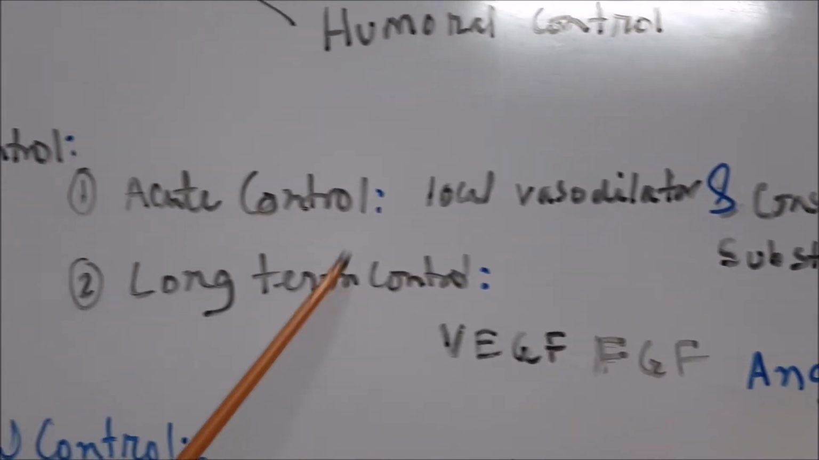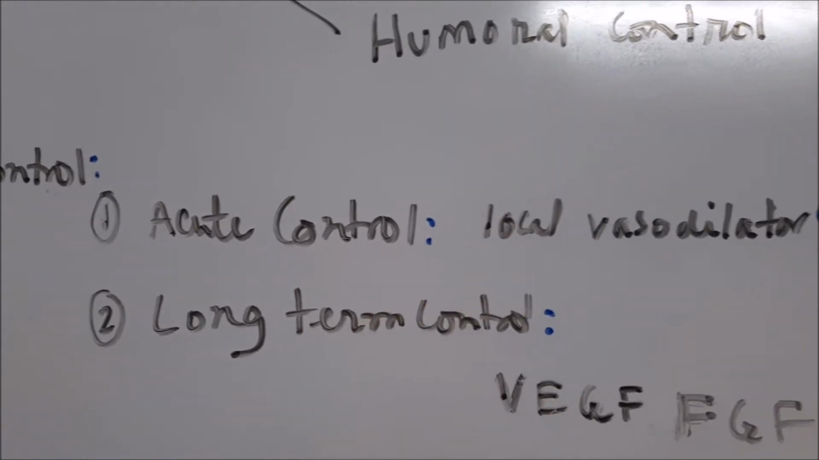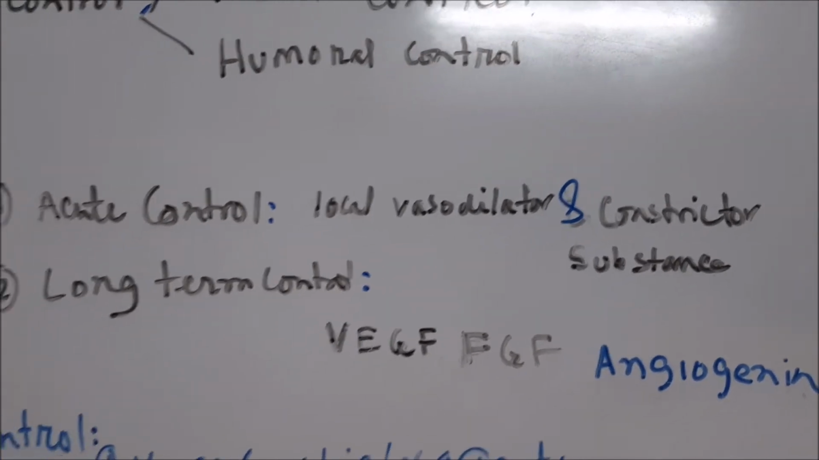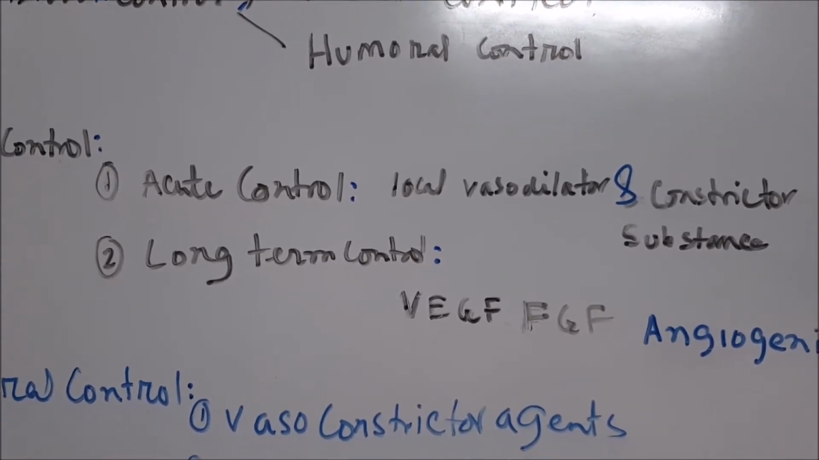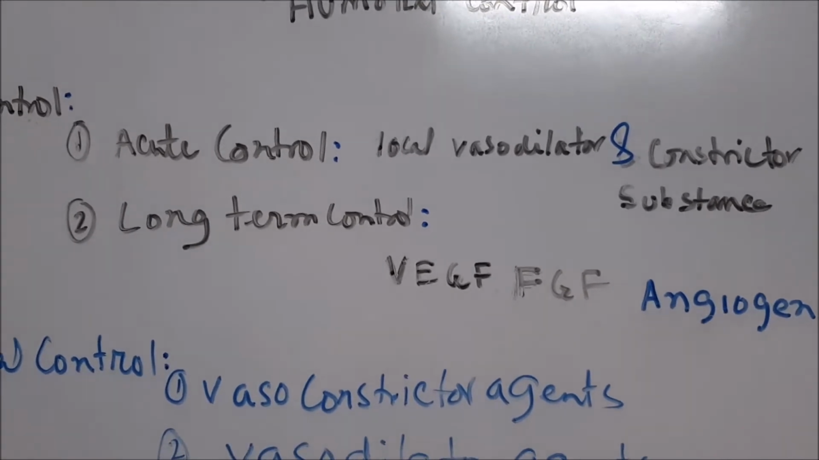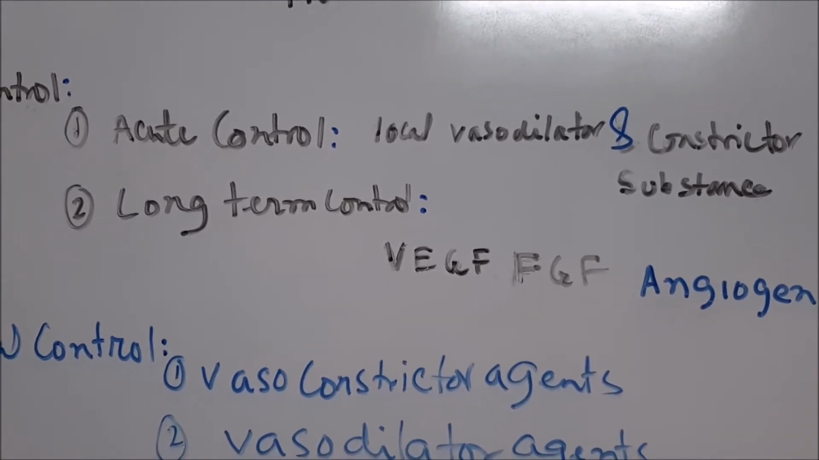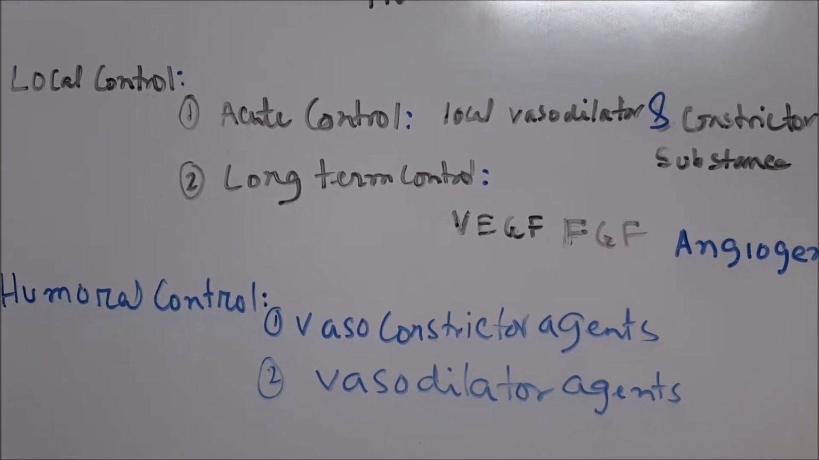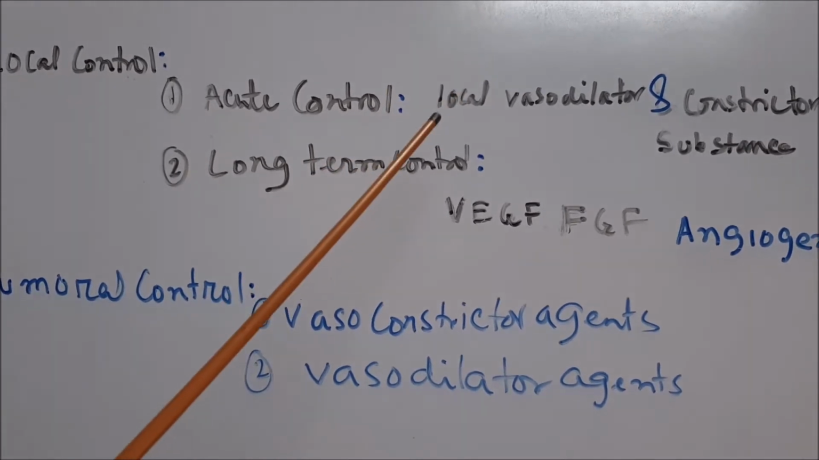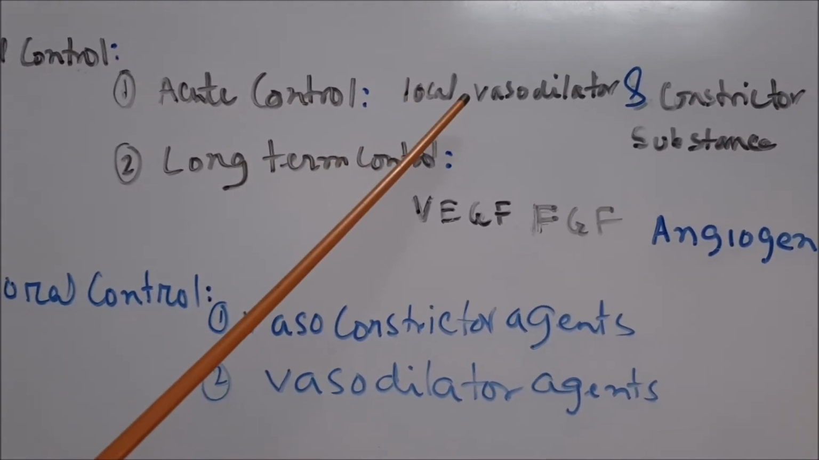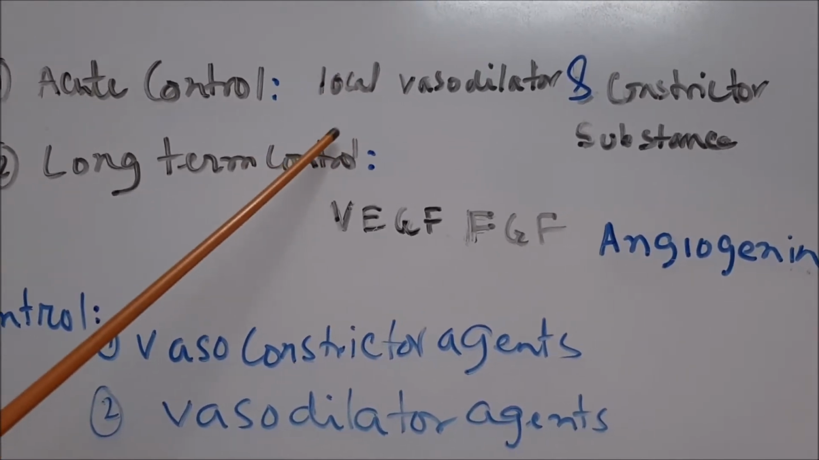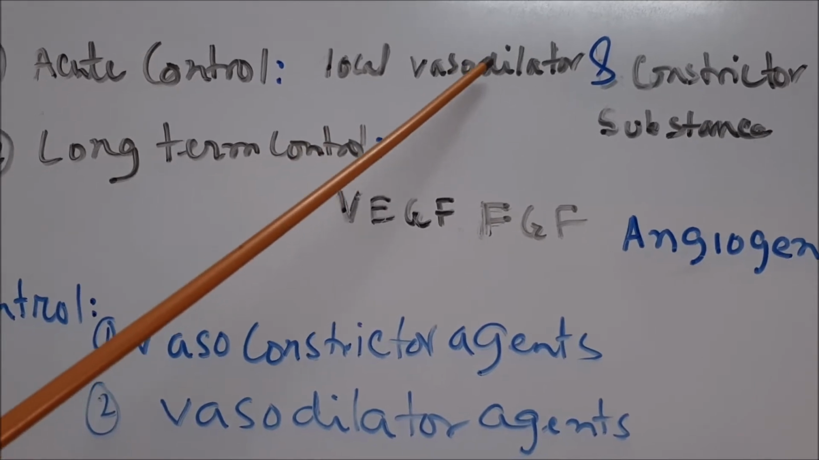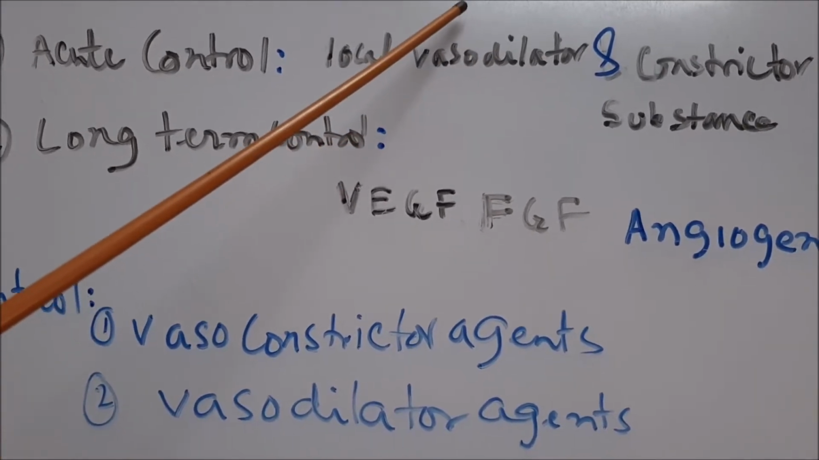Now come to the acute control, local vasodilator substances. When tissue is deprived of blood supply, the local tissue will release some substances that will dilate the arterioles, then meta-arterioles, then the precapillary sphincter. And these three vessels belong to resistance vessels. When the tissue releases some vasodilator substances, what are the vasodilator substances?